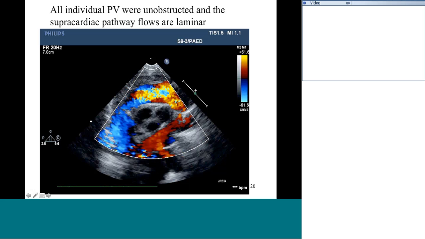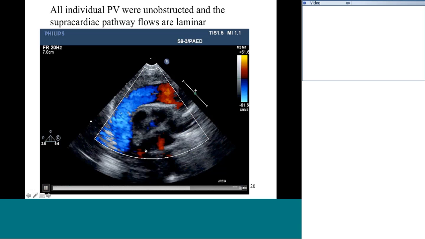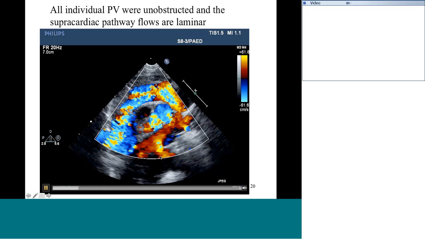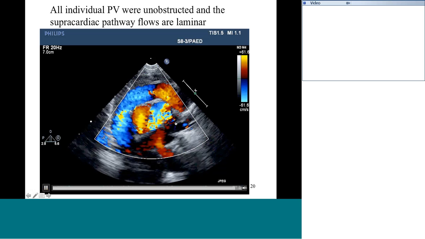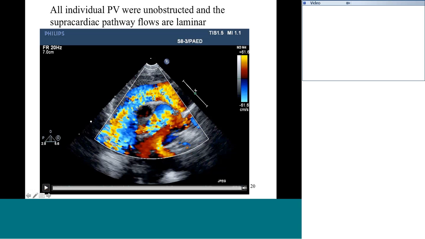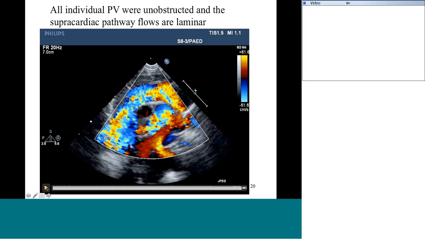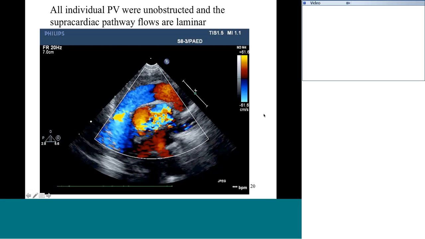So this is the echocardiographic appearance of the TAPVC. You can see that all the 4 pulmonary veins converge to form a common chamber. The common chamber is on the leftward side and drains into the left innominate vein and finally drains down through the right superior vena cava. You can also appreciate that the entire flow is laminar, which means it is not obstructed.